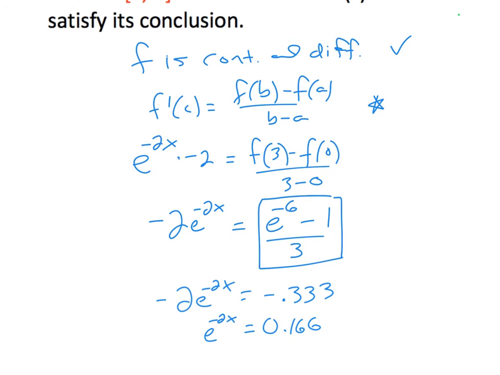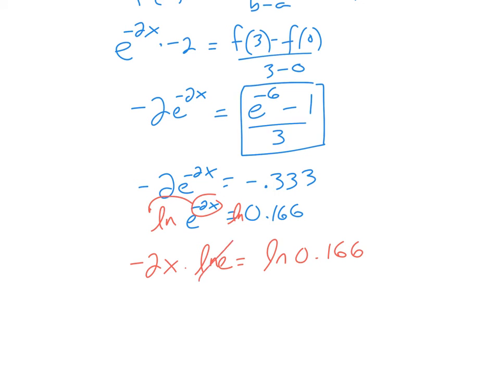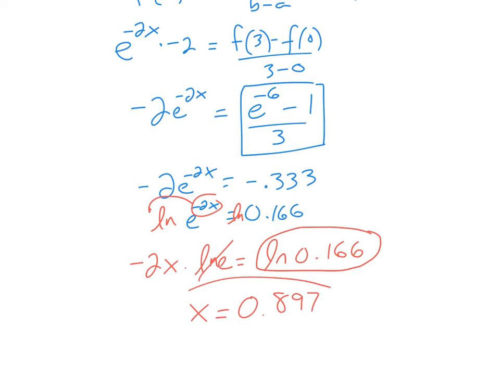0.166. And then solving for exponential functions, remember, a little prerequisite skill, to get rid of or to solve for an exponent, we take the natural log of both sides. That allows me to bring this down in front. And what I'm left with, notice natural log of e is 1, so my answer for x is going to be really whatever the natural log of 0.166 is, and divide by negative 2. So if I take the natural log of that answer divided by negative 2, I get a final answer of 0.897.